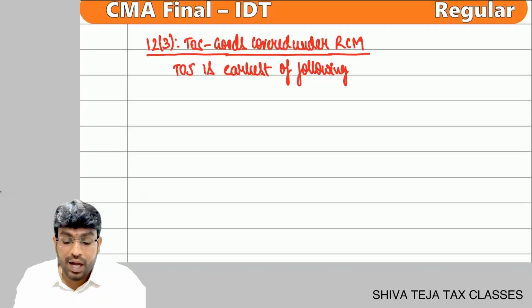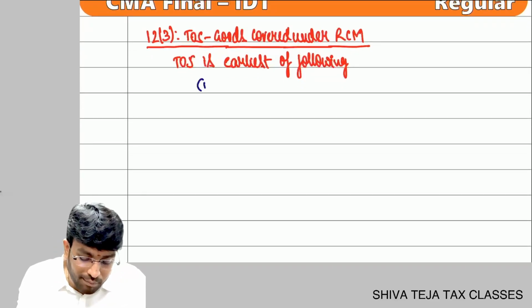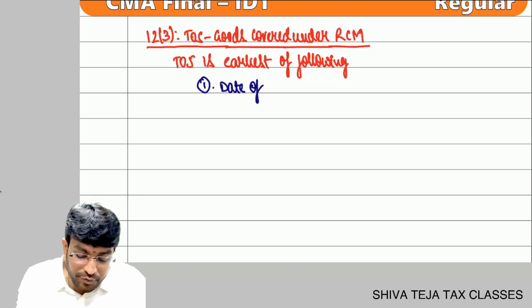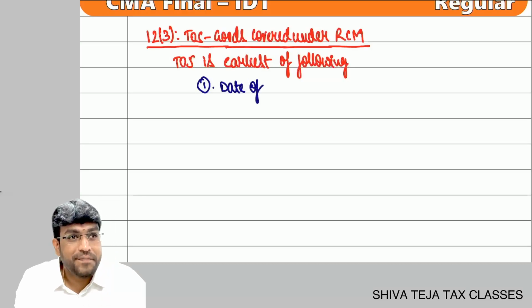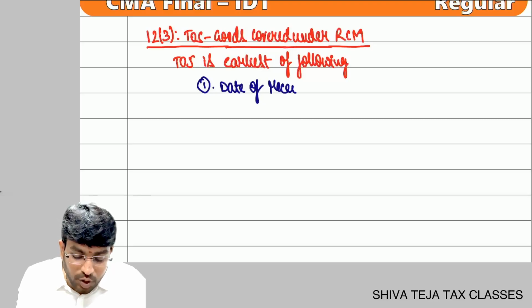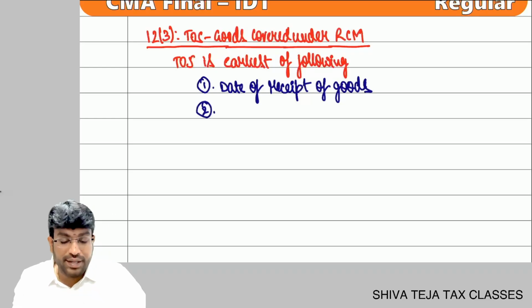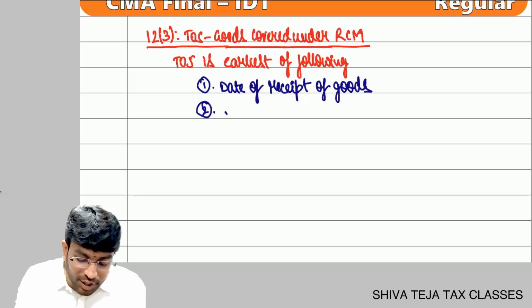I repeat one more time. Time of supply is what? Earliest of the following. Number 1: date of receipt of goods. When you actually receive the goods. So we are seeing from the receiver's point of view only, no? Because ultimately when we say RCM, the person liable to pay GST is the recipient. So don't forget that. We are talking from the receiver's point of view only. Date of receipt of goods.